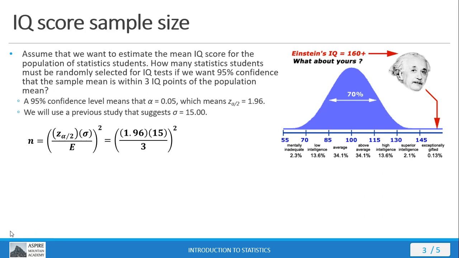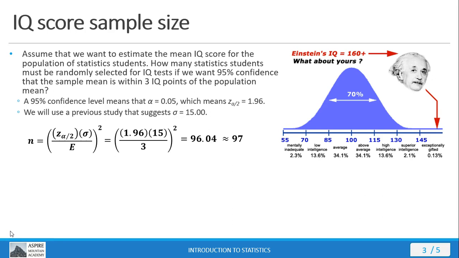Notice the 3 for the value of the margin of error. It doesn't say 3 percentage points, it says 3 points. And so therefore we're going to put that whole number 3 in and not 3%. Punch this out on the calculator and we get 96.04. That's the minimum sample size that we need. Of course we're going to round up. That's going to give us 97.